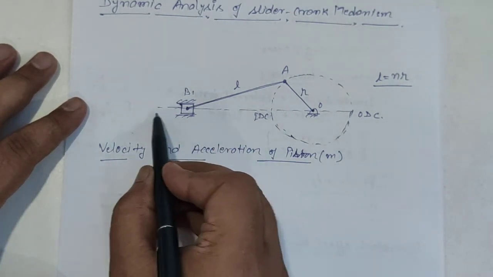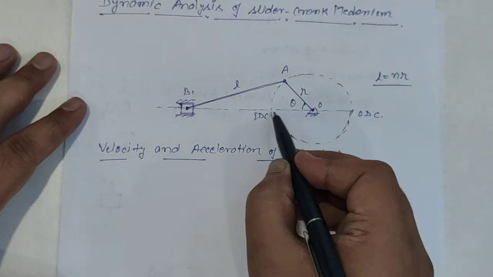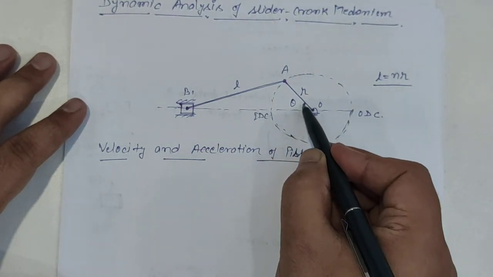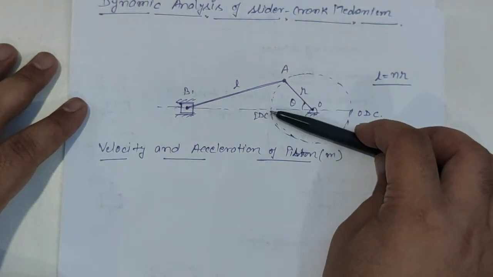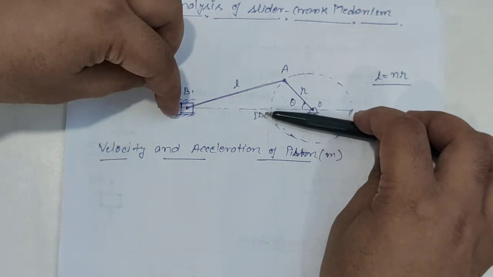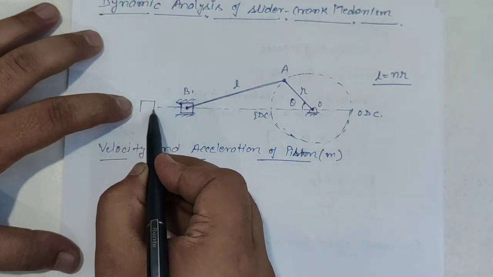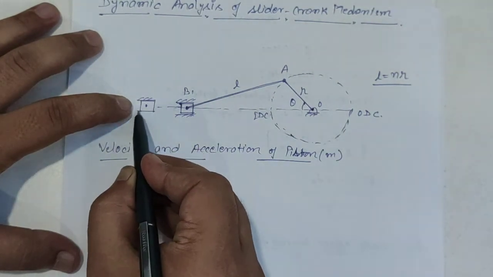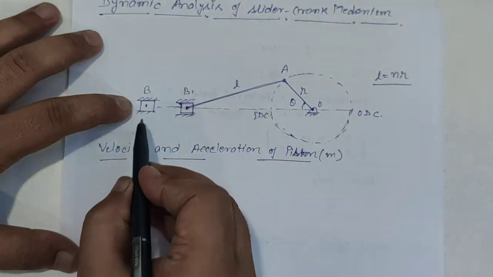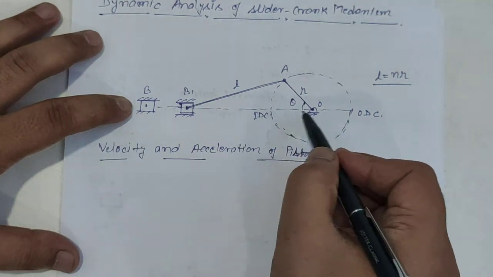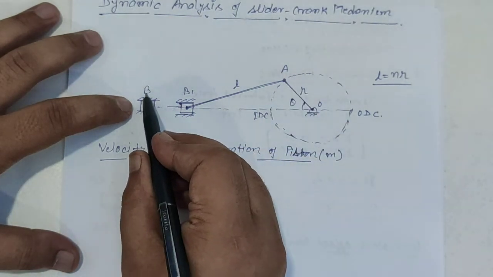Whenever the piston is at this position, let's say the position designated from the IDC is theta. Whenever this theta angle is 0, it means the crank is coming to IDC, so the piston will move to its most farther point, let's say point B. Whenever it is coming from IDC to point A, the piston is coming from B to B1.